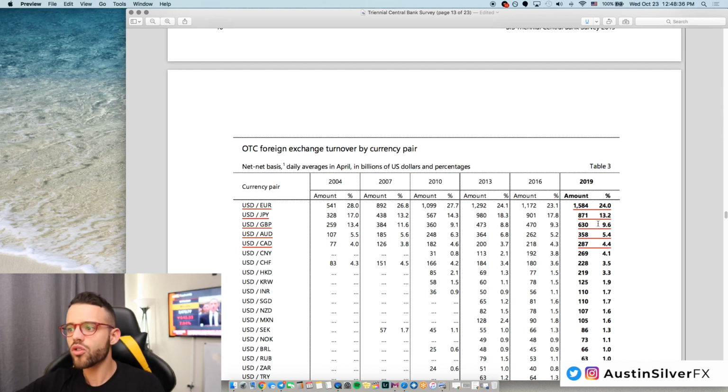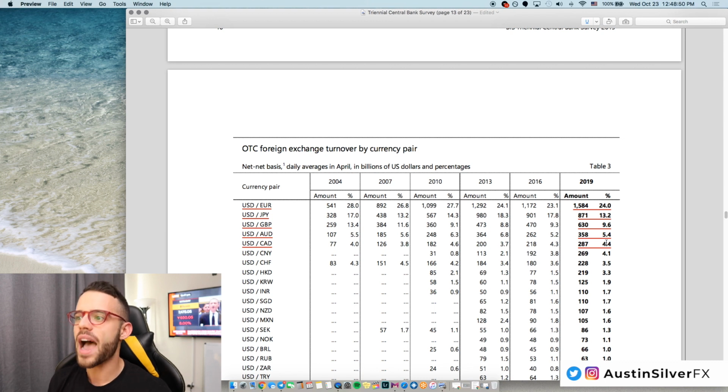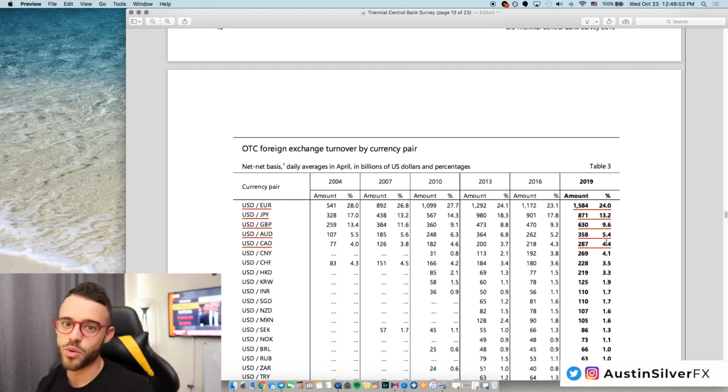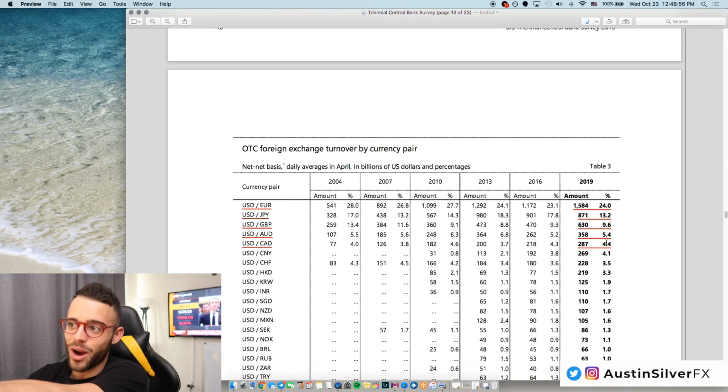The pairs that we all know are tradable, but you need to see the difference. It is substantial. We're talking USD CAD, which everybody loves to trade, only at 4.4% of daily turnover. Compare that to the Euro USD, we're talking about 24% of daily turnover. That's why CAD gets choppy. Euro USD doesn't as much. You have to keep that in mind because that's where the money is.